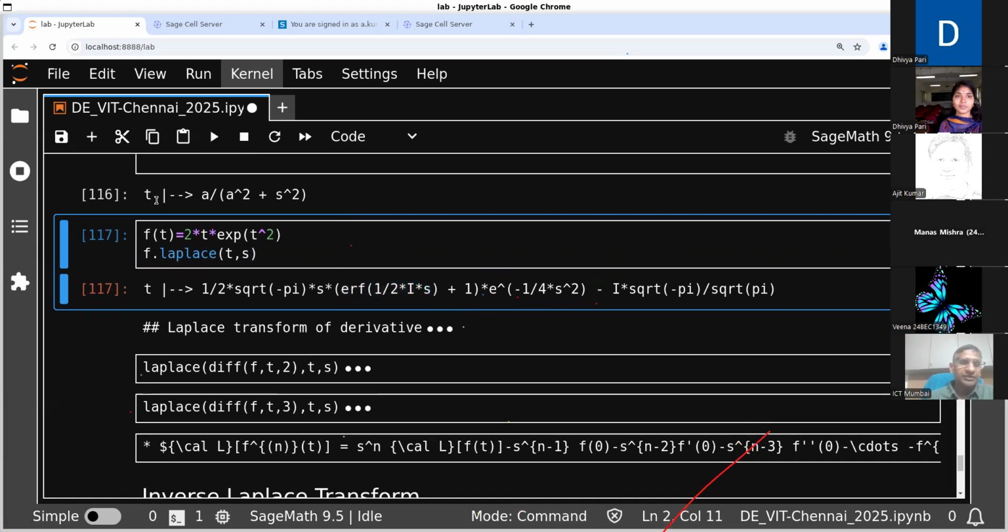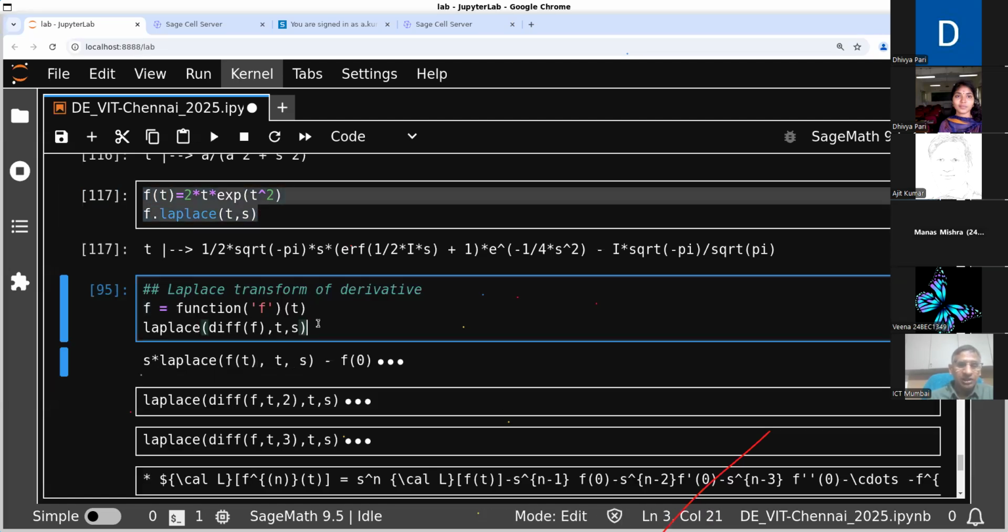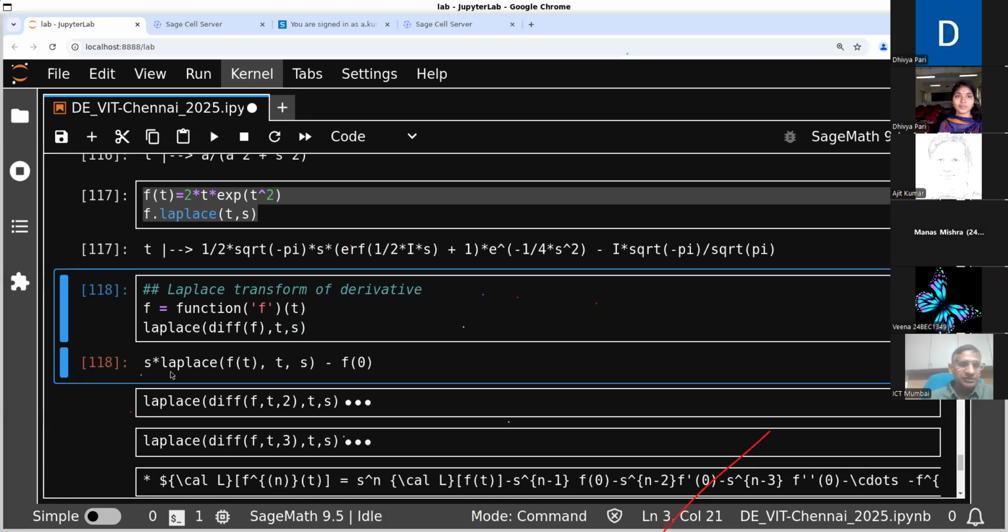So even for complicated functions, it can find the Laplace transform. You can even find the Laplace transform of the derivative. If I have the derivative of a function, and I want to find the Laplace transform, you know that it is s into the Laplace transform of f(t) minus f at 0.